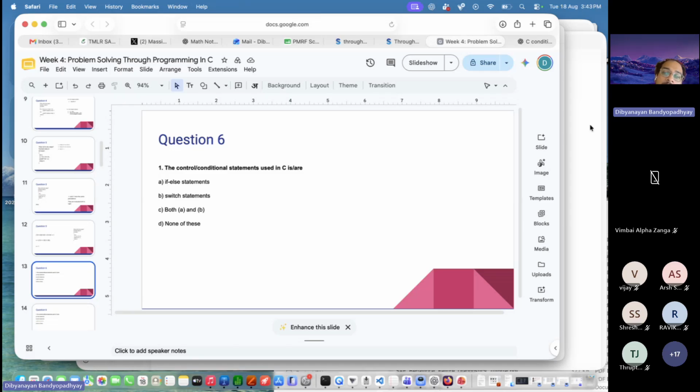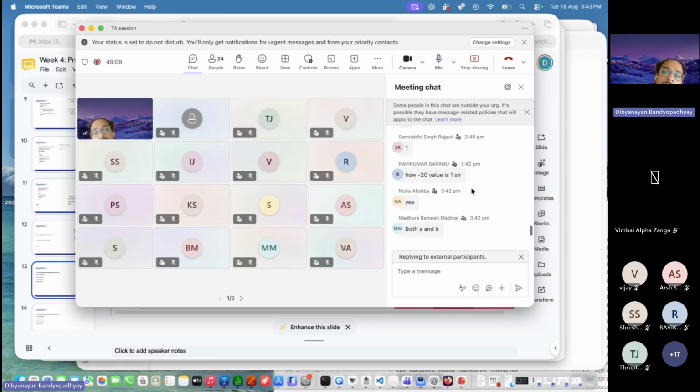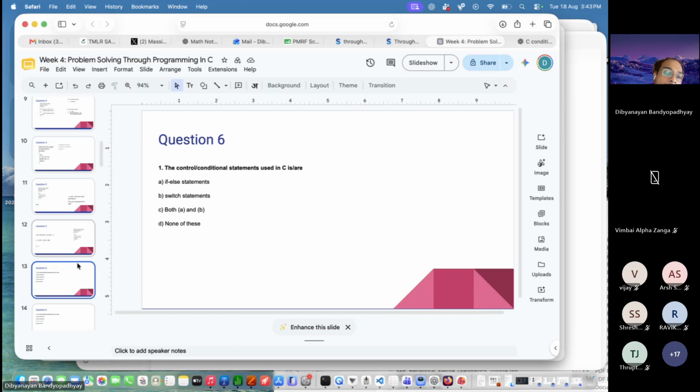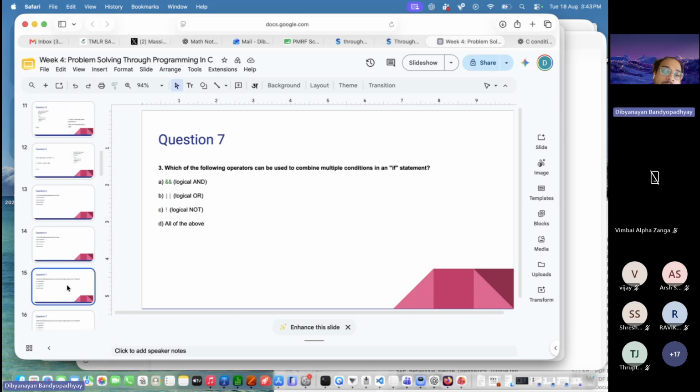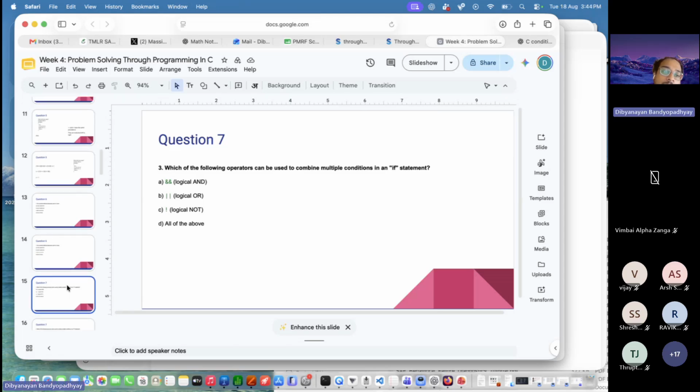Some people asked me how the -20 value is 1. If it is not 0, if it is anything else, it is considered as 1 for the logical AND operation. So yeah, this is question number 6. Which of the following operators can be used to combine multiple conditions in an if statement?